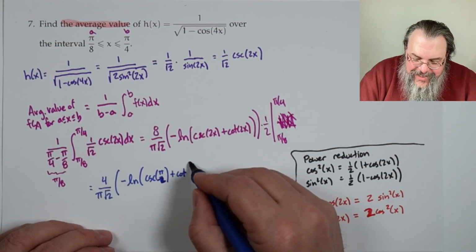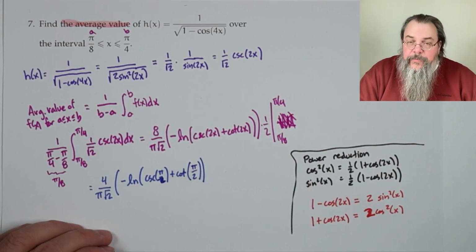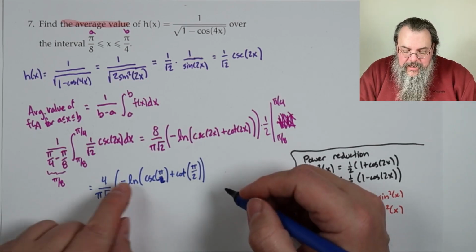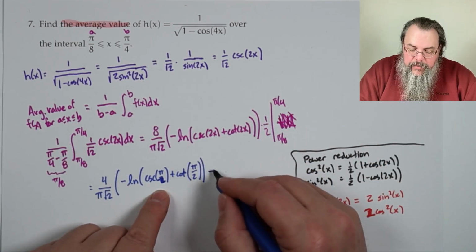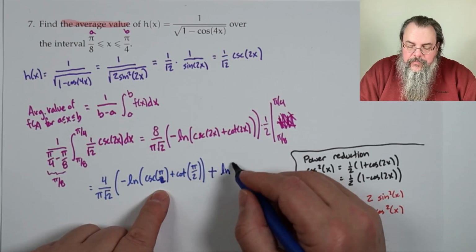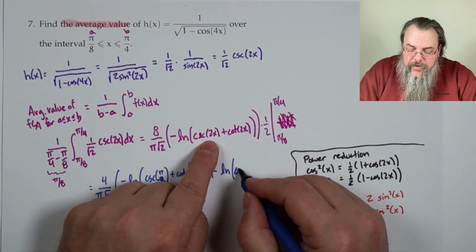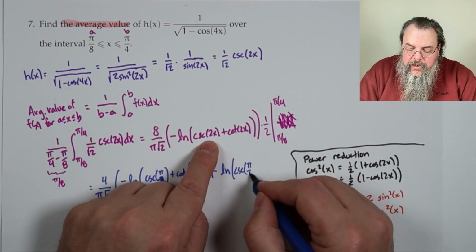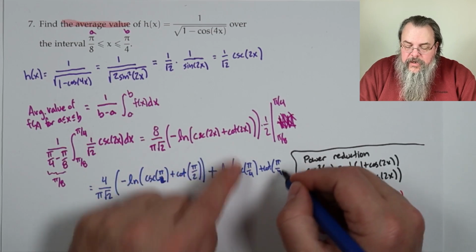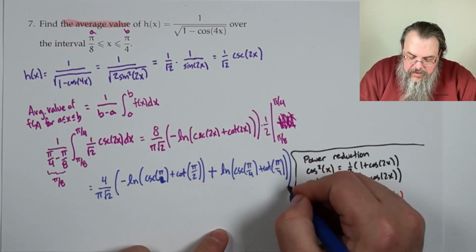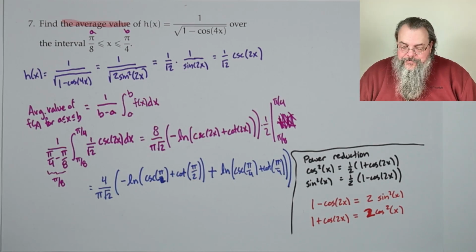Slow down. Don't overthink things. Just think them, right? So minus log, plug in pi over 4. Minus makes plus log, plug in pi over 8. And now 2 times pi over 8 is pi over 4. Cosecant pi over 4 plus cotangent pi over 4. Okay. All right, we're almost there, but we should evaluate.